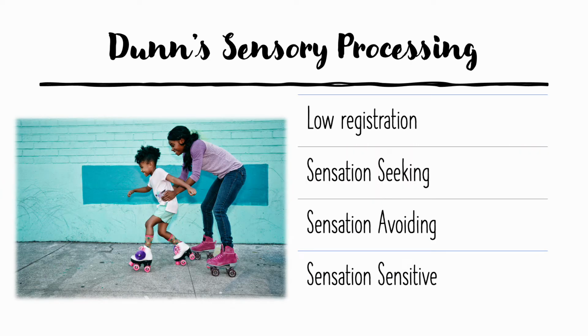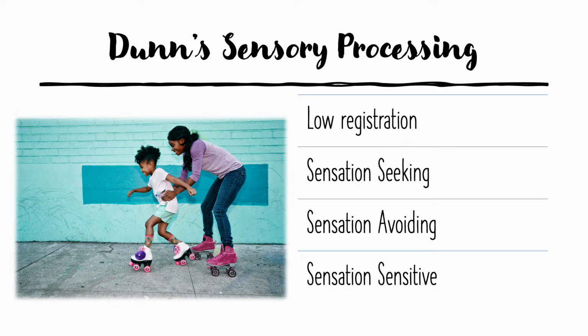Dunn's model of sensory processing focuses more on clinical presentation and can be utilized by any trained therapist. Dunn's model breaks sensory processing into 4 patterns: low registration, sensation seeking, sensation avoiding, and sensation sensitive.